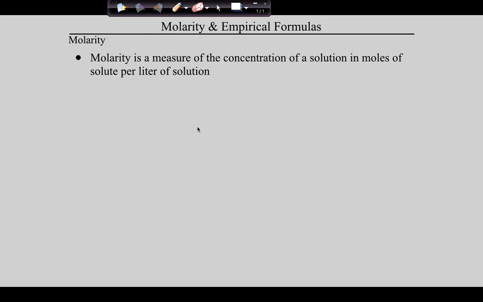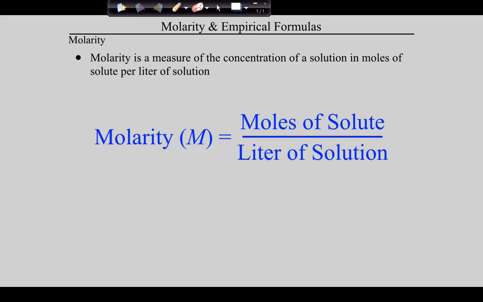So guys, you may find it easier to look at it like this. This is the definition of molarity in equation form. Molarity, which is abbreviated with a capitalized, italicized M, is equal to moles of solute divided by liters of solution. So how much stuff is dissolved in how much water?